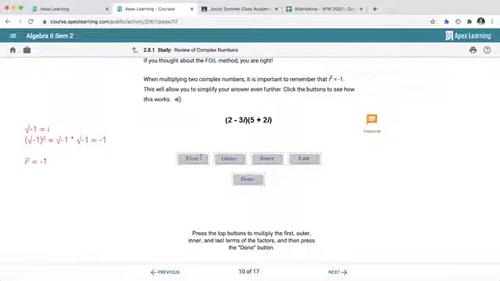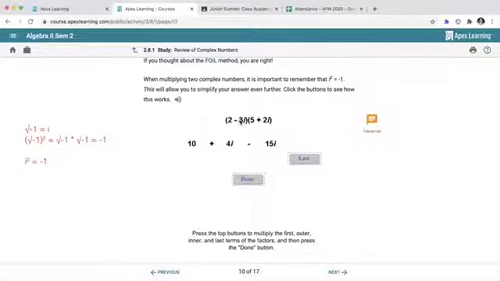If we look at our first terms, 2 times 5 gives us 10. Our outer terms, 2 times 2i, give us 4i. Again, 2 times 2 gives us 4, and we don't touch the i variable. Inner, we've got -3i times 5, so that's going to give us -15i here.